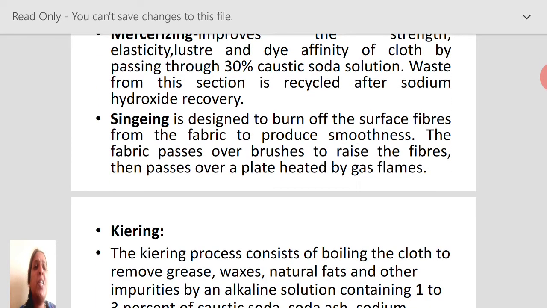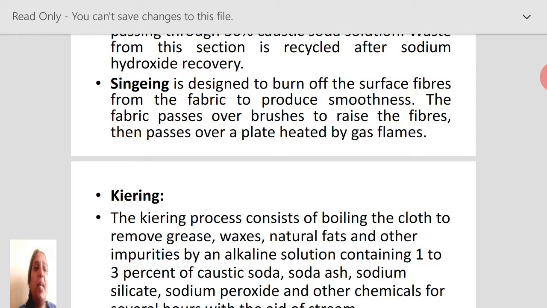And singeing is a process where all the surface fibers in the fabric will be burned off, so that we will get a smooth fabric. For this, the fabric will be passed over brushes to raise the fibers, then it will be passed over a plate heated by a gas flame, so that all the surface fibers will be removed.